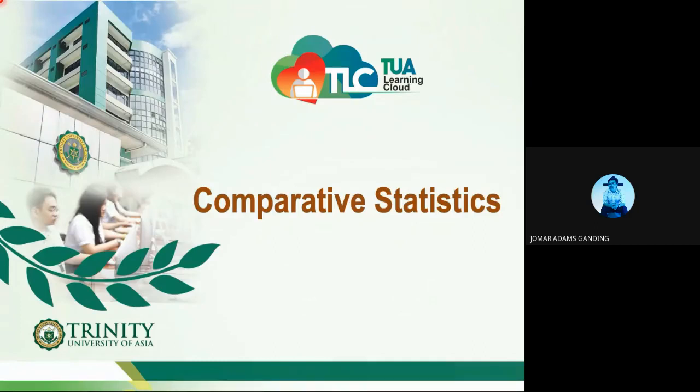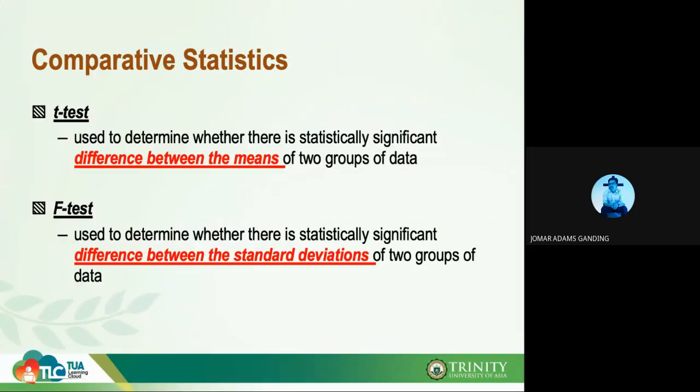Comparative statistics is the statistic that we apply when comparing two sets of means or two sets of standard deviation. Meaning to say we're trying to compare two different groups. Okay, we're trying to differentiate two different groups. So let's start with the t-test first. The t-test is a test for the hypothesis. It is used to determine whether there is a statistical significance between the means of two groups of data. Meaning to say we're trying to compare if their mean has a significant difference.